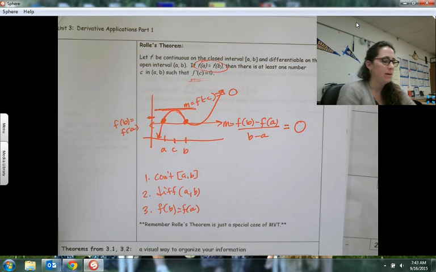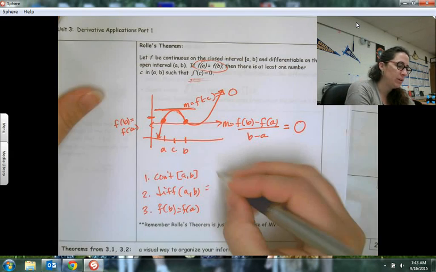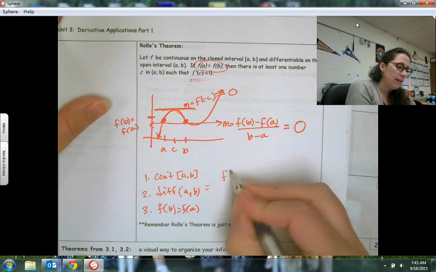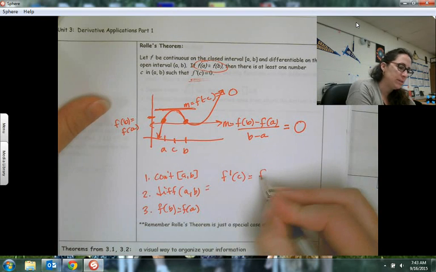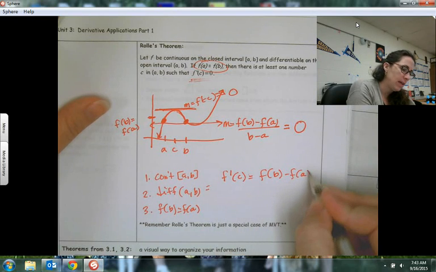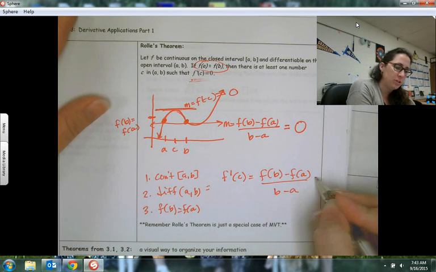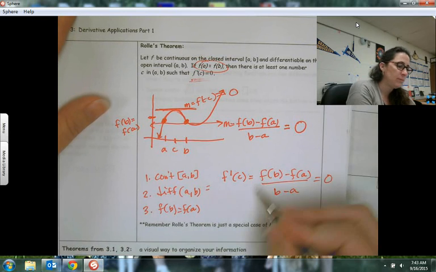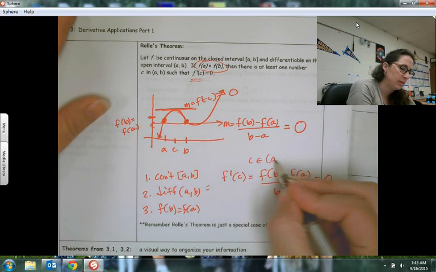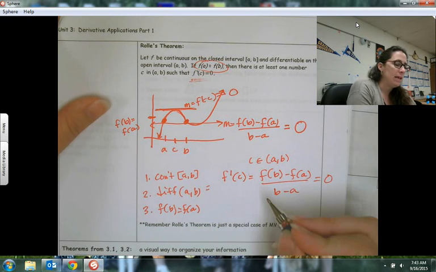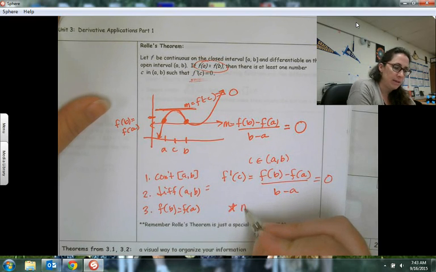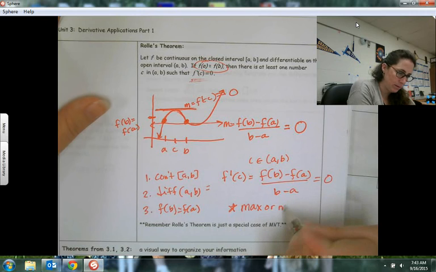So I know that if those things occur, that f prime of c equals f of b minus f of a over b minus a, which equals 0 for some c belonging to the open interval ab. And that's telling me that there is a max or min.